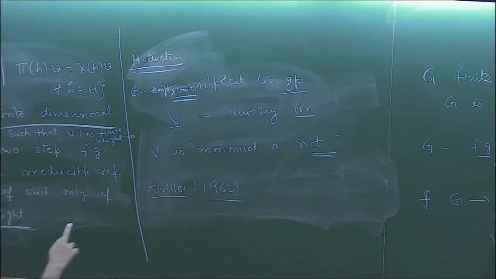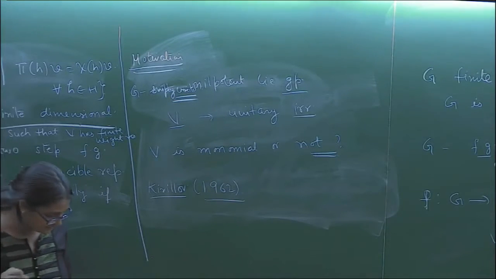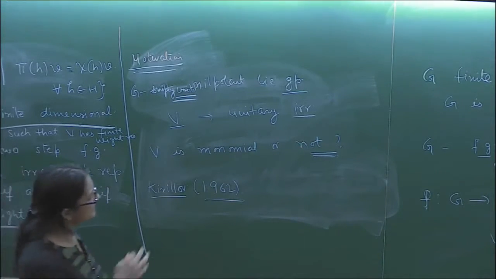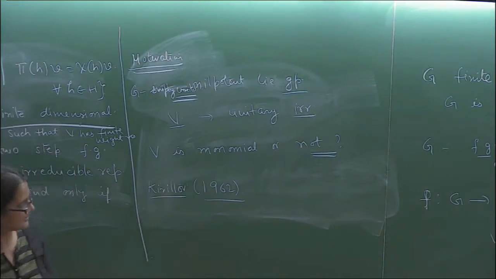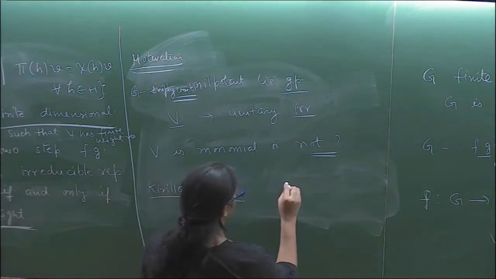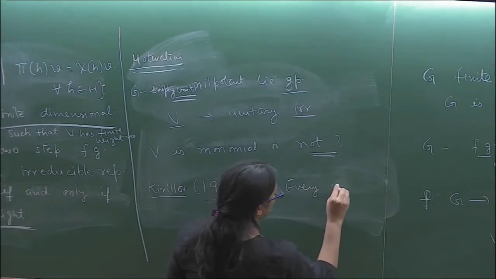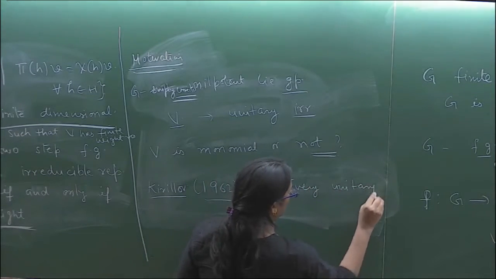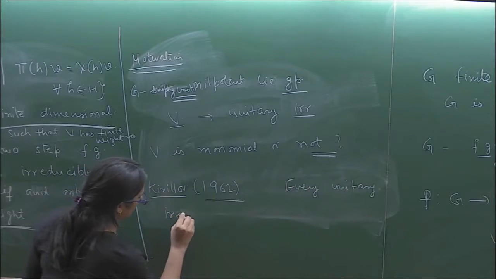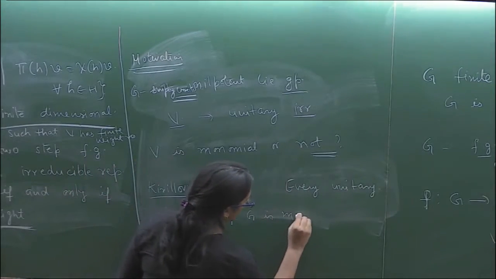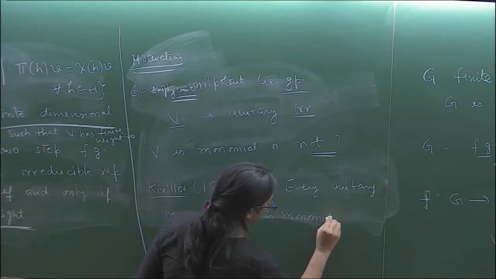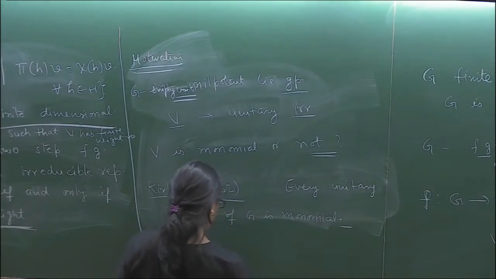nilpotent Lie groups, Kirillov answered by using the orbit method, and he was trying to study all the representations. So this was not the main goal. It came out as an outcome that every unitary irreducible representation of G is monomial.